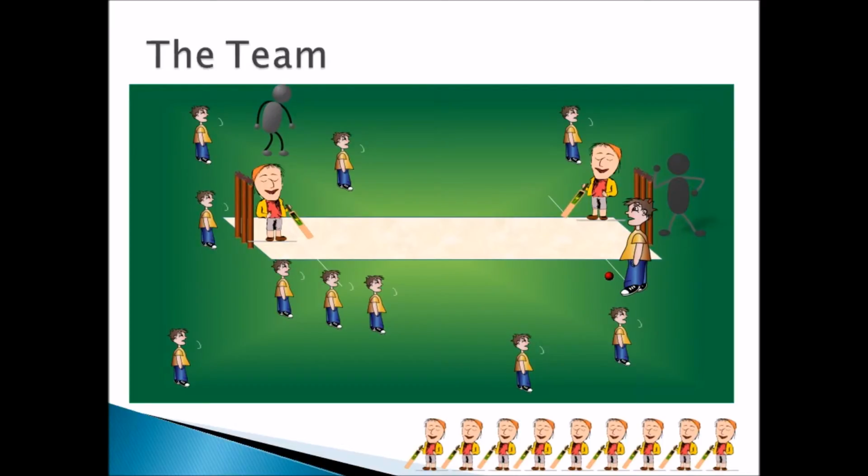All 11 members of the fielding team take the field. The fielding team's other 9 members stand outside the pitch, spread out across the field. These positions are not fixed, but they are known by specific and sometimes colorful names such as slip, third man, silly mid-on, and long leg.